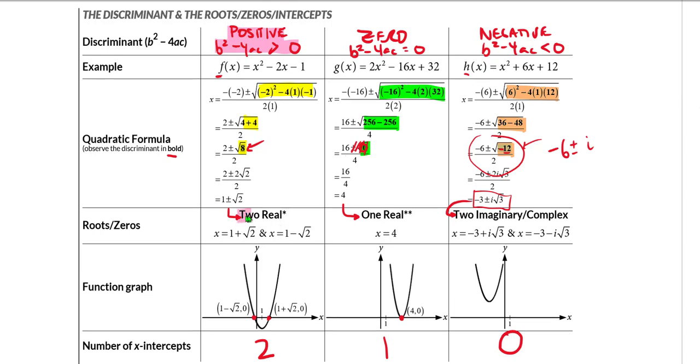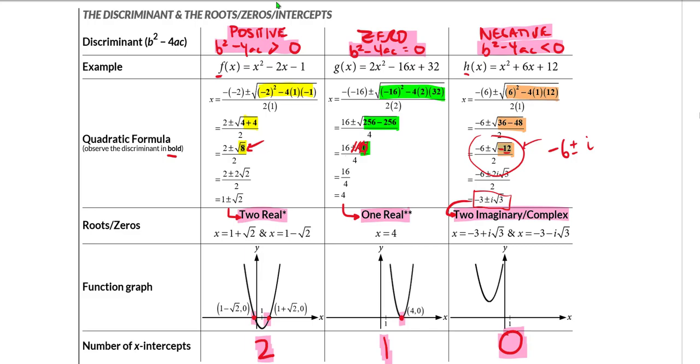The positive discriminant means 2 real roots or zeros, and that means 2 x-intercepts. When we have a 0 discriminant, that means we're going to have 1 real root or 0, and we are going to have 1 x-intercept. And then when we have a negative discriminant, we have no real roots or zeros. We have 2 imaginary complex zeros. We have a parabola that does not touch the x-axis at all.